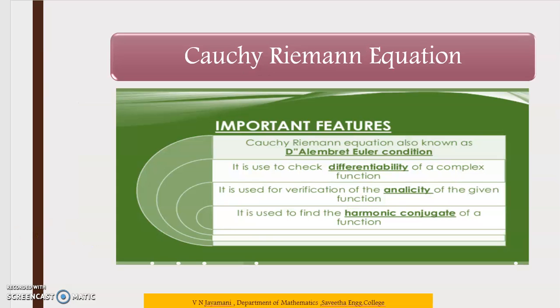So next we are looking at the Cauchy-Riemann equation. The important features of Cauchy-Riemann equations are: this Cauchy-Riemann equation is also known as the D'Alembert-Euler equation. Next, it is used to check the differentiability of a complex function. Next, it is used to verify the analyticity of a function. Next, it is used to find the harmonic conjugate of a function.